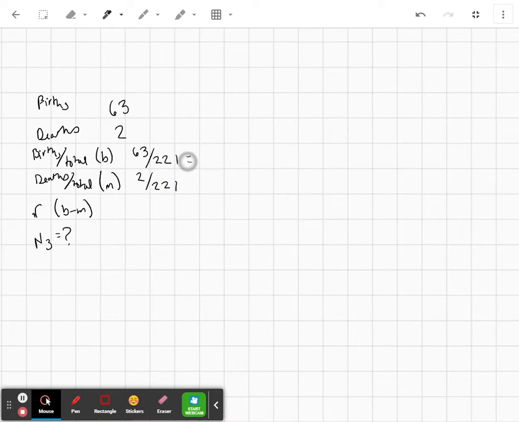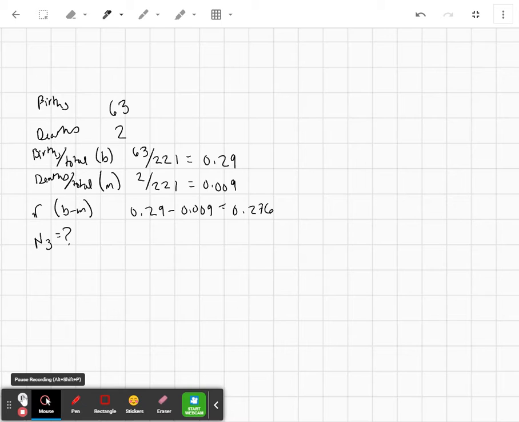So if we do the math for that, 63 divided by 221, that's 0.29 if we round. And 2 out of 221 is 0.009. So to get births minus deaths, it's 0.29 minus 0.009, which would give us 0.276.